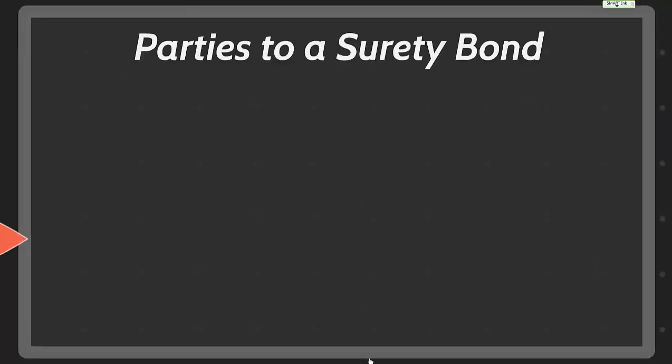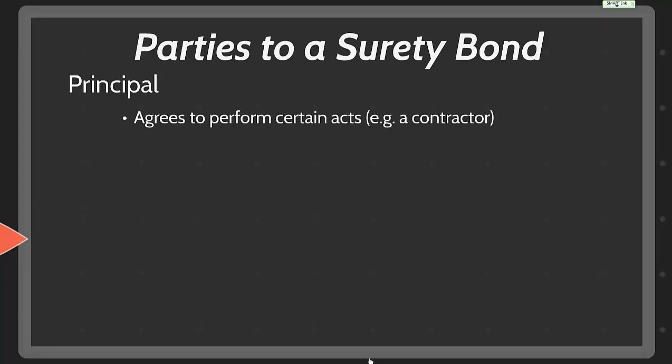Now let's look at the different parties to a surety bond. First, there is the principal. The principal is the one who agrees to perform certain acts. An example is a contractor. And they are also the bonded party in a surety bond. They're the ones that purchase the bond.